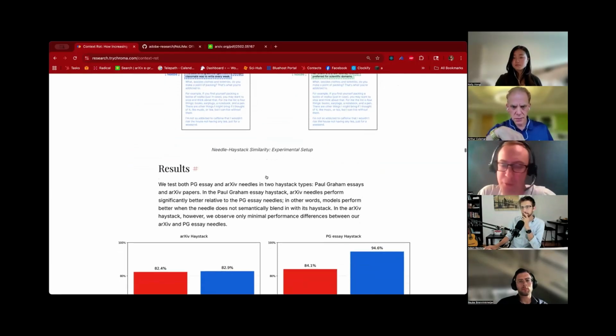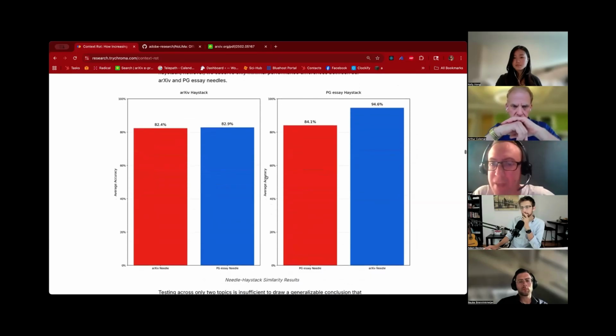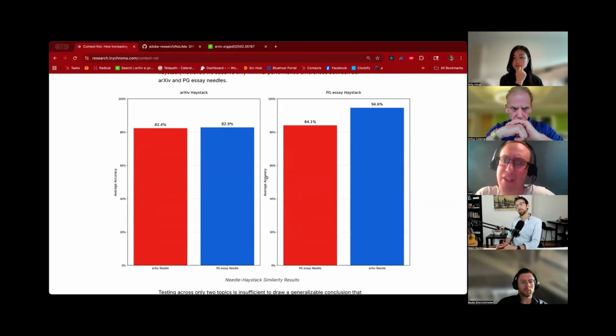What they also found, and we've got the results here, we can compare the numbers. They used two different corpora to do this. One was a bunch of archive papers. The other was essays from Paul Graham. Those are two relatively different kinds of text, if you think about it. Paul Graham's essays are long form creative writing about startups and things related to that. Archive papers are going to be scientific papers like this.